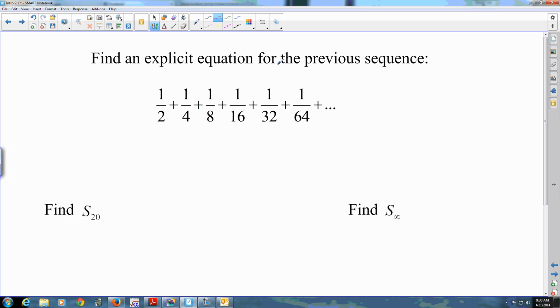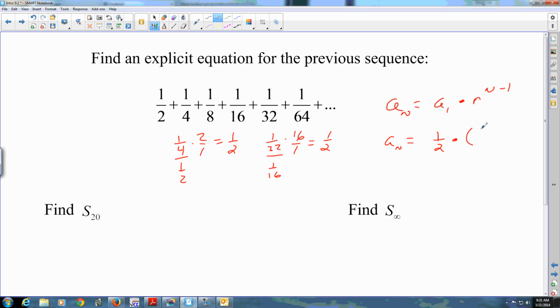Find an explicit equation for the sequence I just did on the previous page. Well, remember the formula for it: a sub n is equal to a sub 1 times r to the n minus 1. So I need to find the first term and then the common ratio. So a sub n is equal to the first term, well, it's written right there, a half, times, now what's the common ratio? A fourth divided by a half, 2 over 1, that reduces to a half. If I pick any other one, 1/32 divided by 1/16 times 16 over 1, that reduces and gives you a half. The common ratio is a half.